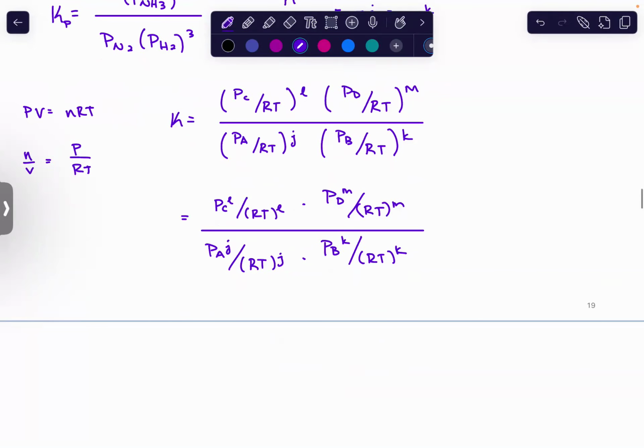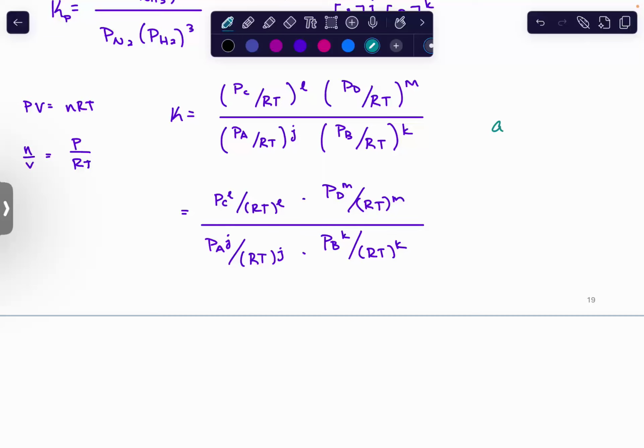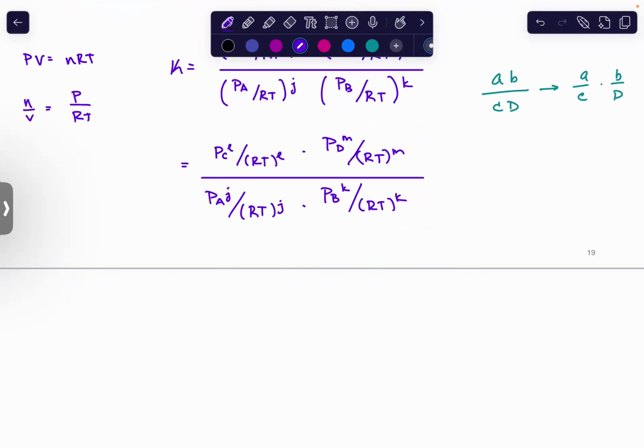Well, yeah, so if I have A times B over C times D, you know that this can be A over C times B over D, right? Okay, so that's essentially what we're doing here. So we're going to separate out these partial pressures. And then we're going to have our 1 over RTs left.